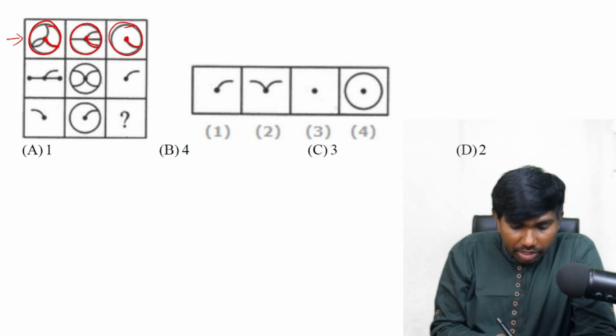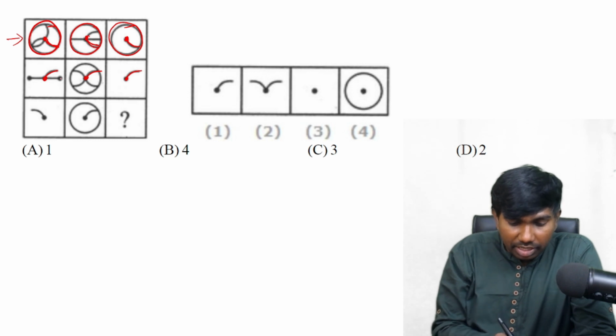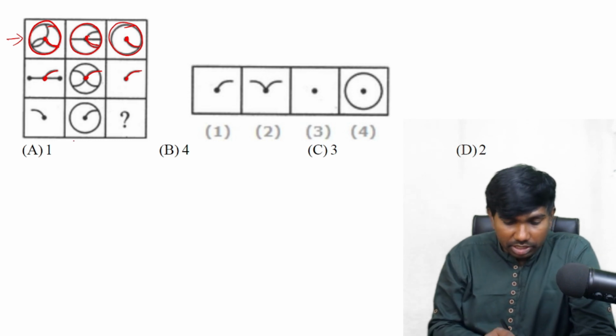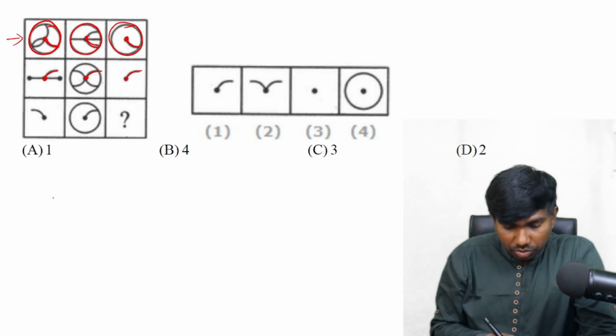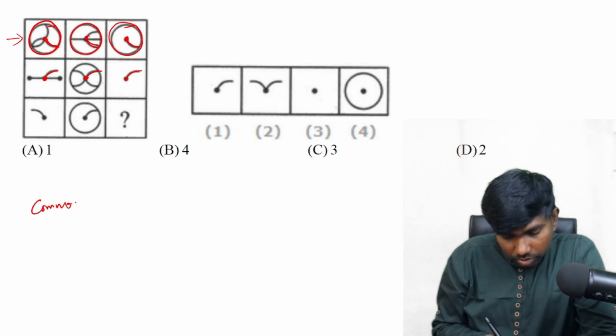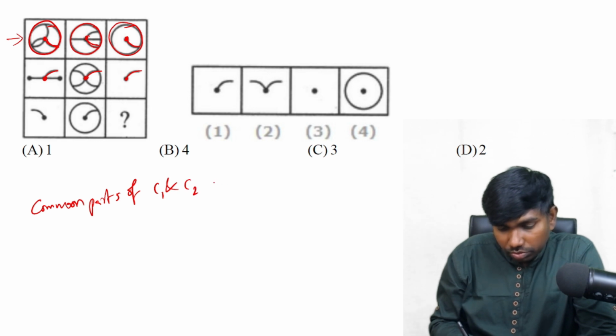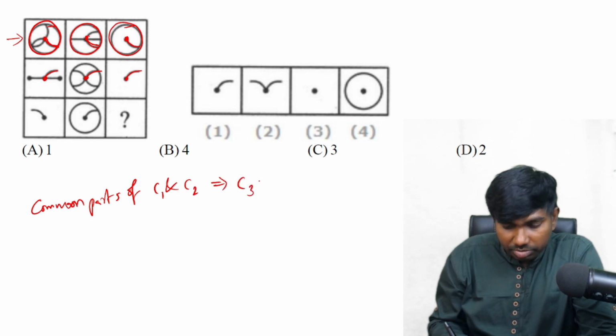And there is a center dot, and this curve, that curve is in existence. The horizontal line is not there here, and other curved lines are also not there. So the logic is common parts of column 1 and column 2 are given in column 3.